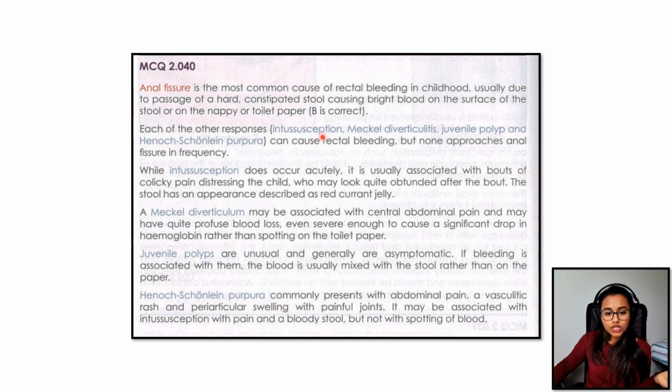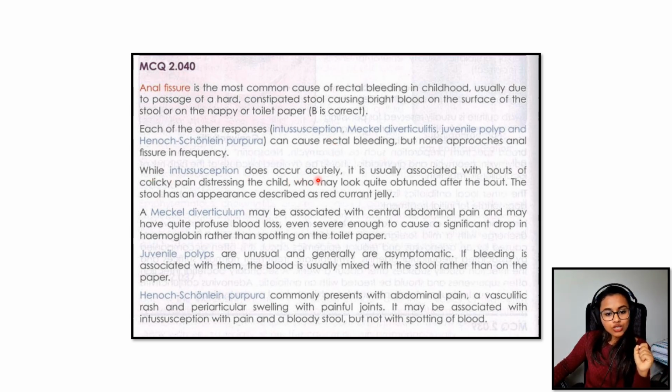Each of the other options, like intussusception, Meckel's diverticulum, juvenile polyp, or HSP, can cause rectal bleeding as a complication, but they don't approach this question as much as anal fissure does. So that's why we're ruling them out. See, all these other options can also be a possibility, but they're not as appropriate as anal fissure. That's why we're ruling them out, right?